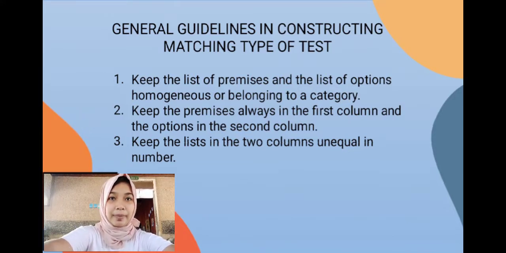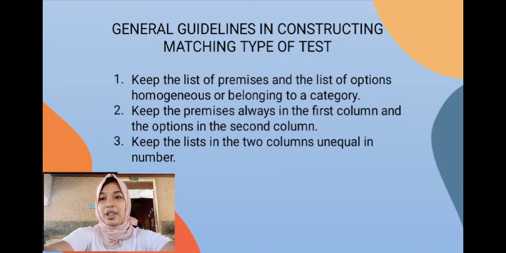Number 3, keep the lists in the two columns unequal in number. The basic reason for this is to avoid guessing. The options in column B are usually more than the premises in column A. If the two lists are equal in number, students can strategically resort to wise elimination in finding the rest of the pairs.